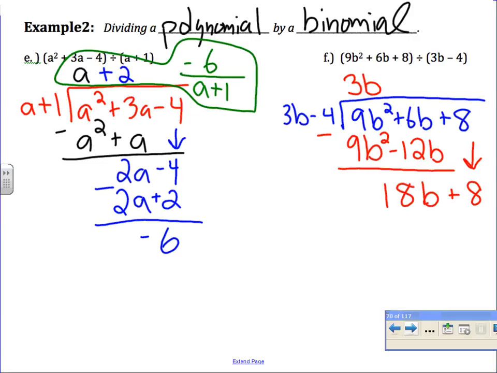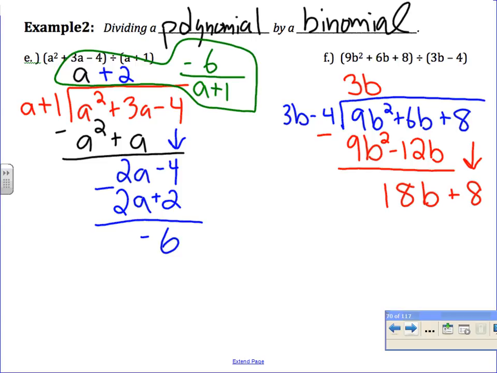Will, did I lose you? Is everyone okay? Eric? How I got 18b: 6b minus negative 12b. Just like regular long division, you always subtract. That's why I don't like for you guys to do long division with just the monomial, because it's much easier to just do it by dividing with the fractions. This does get to be a little bit confusing.